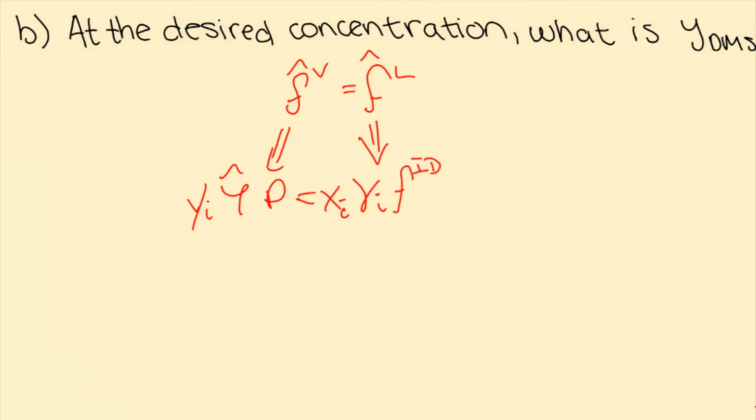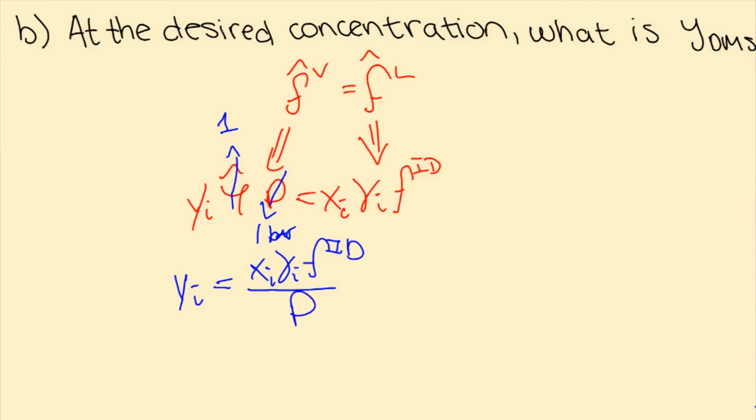And we're going to go over these last two quantities in the next slide, but we're just going to introduce them. And before we go any further, we're going to cancel out a few terms. We know that pressure is 1 bar. And since we know this, we can assume that it's acting like an ideal gas, so the fugacity coefficient also goes to 1. So this simplifies it greatly, and we get that yi equals xi gamma i fi id over P.